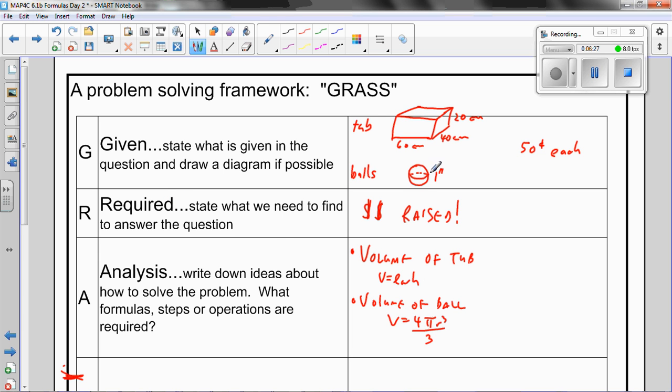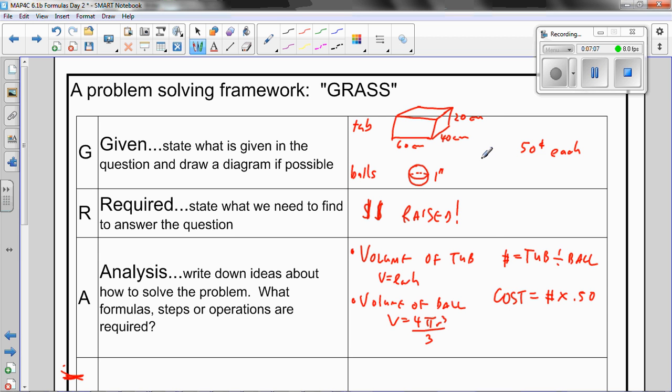Then what's the next step? Well, we've got to figure out how many pastries we can make, right? So we're going to take this measurement and figure out how many balls we can get out of it. All right, we've got to figure out how many pastries we can make by taking the tub, dividing by the ball, and that'll give us the number that we can make. And then we'll figure out the cost by taking the number and multiplying by 50 cents a piece, assuming we can sell them all.